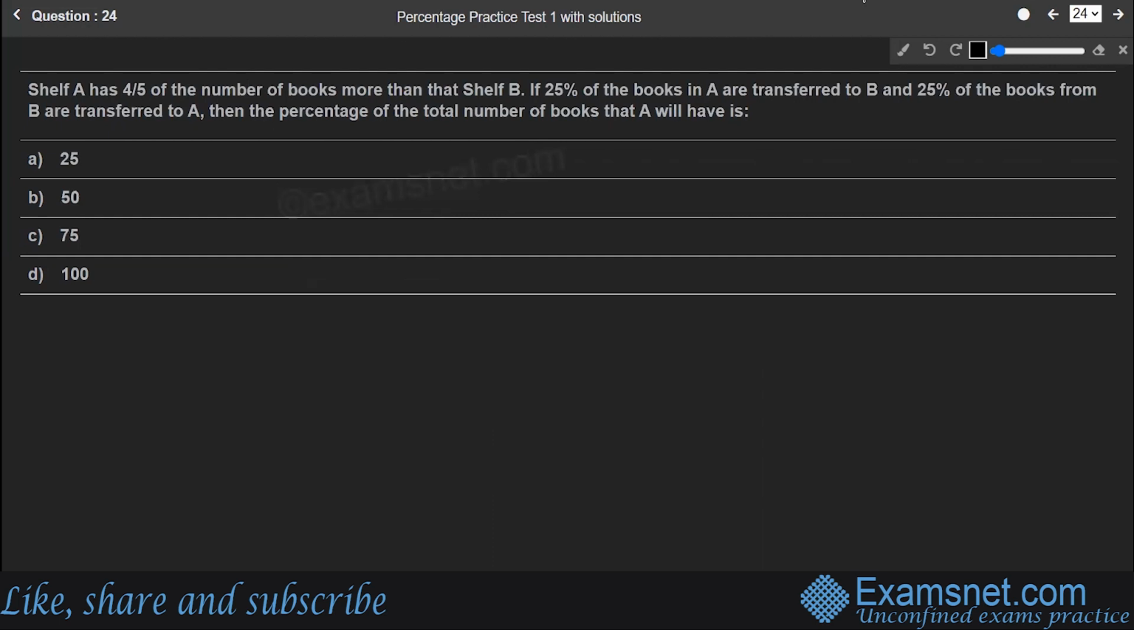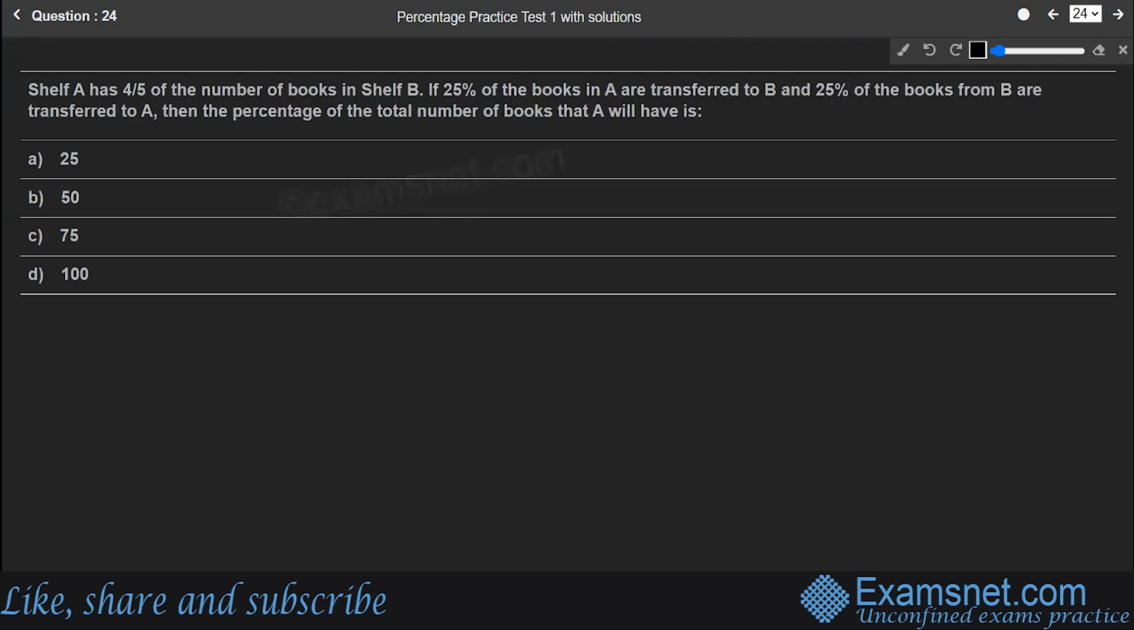Now the question says shelf A has 4 by 5 of the number of books in shelf B. If 25% of the books in A are transferred to B, and 25% of the books from B are transferred to A, then find the percentage of the total number of books that A will have. So we can do this question.